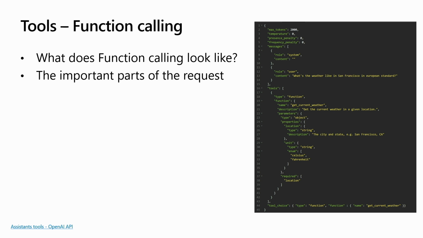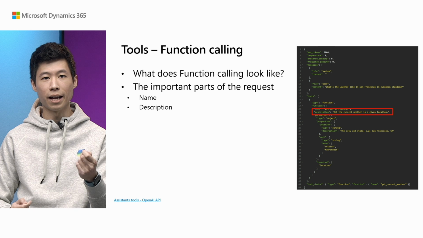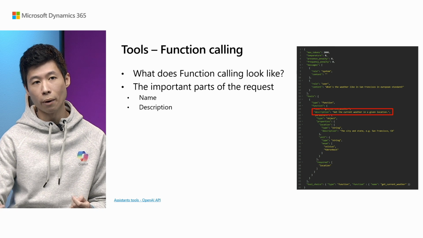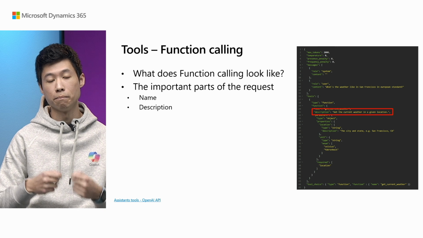So for the request part, you have the name. In this case, it's get current weather. And this is important for us developers. It's not so important for the model. The important bit is the description. Now, the description tells the model, what does this function actually do? It allows it to then understand, OK, if the user is asking something about weather, this may be the function I want to end up calling.